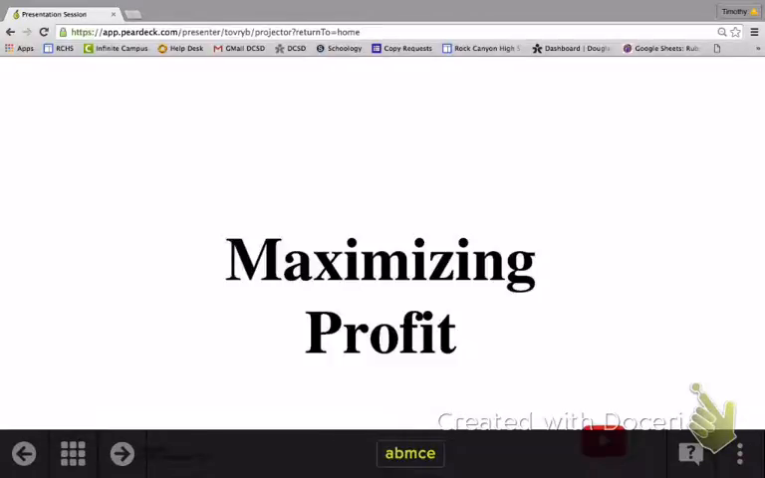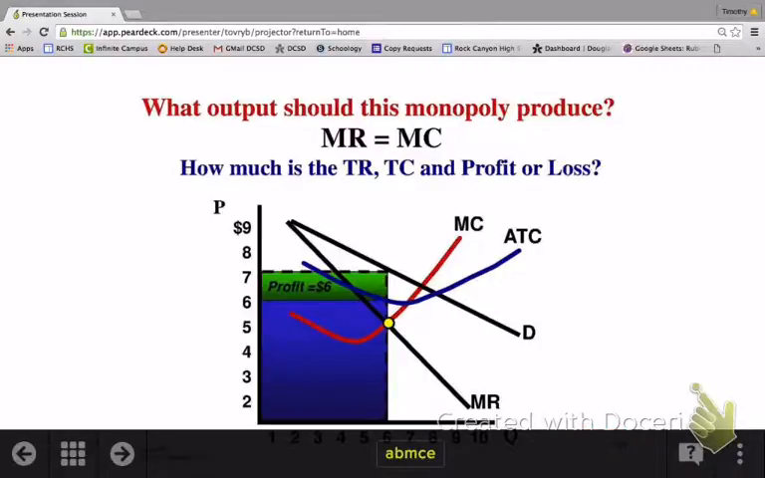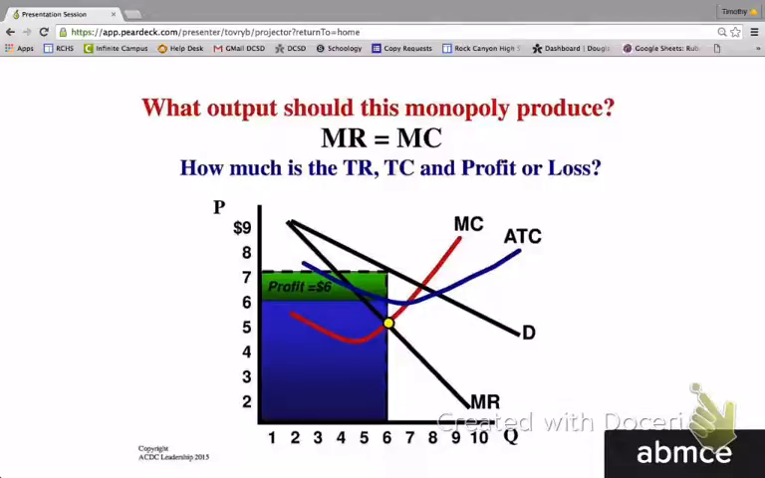So now let's talk about how a monopoly might maximize profit. Now, what output should this monopoly produce? Well, remember, once we add the marginal cost curve and the average total cost curve to the graph, they're drawn the same way that they were under perfect competition. The marginal cost curve is still drawn like a Nike swoosh, and it intersects the average total cost curve at the minimum of average total cost, which is U-shaped. But the firm still maximizes its profit where marginal revenue equals marginal cost. But notice that is where the yellow dot is.